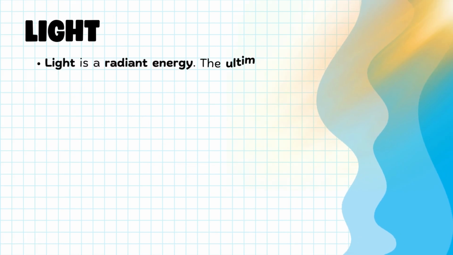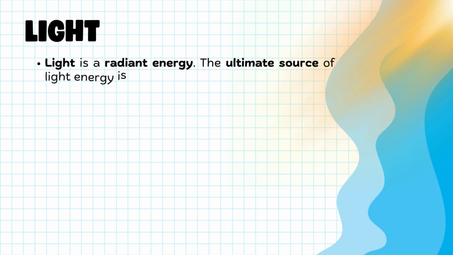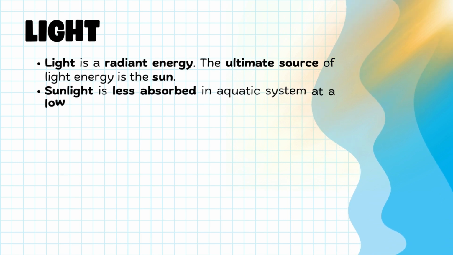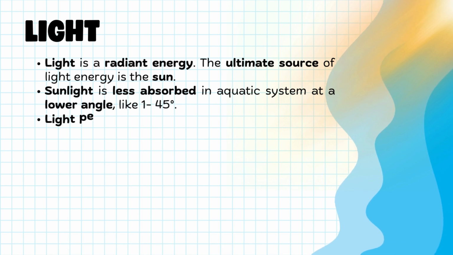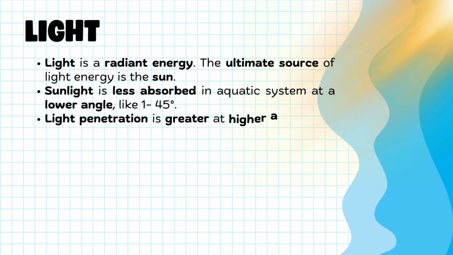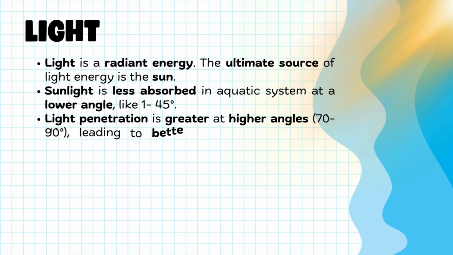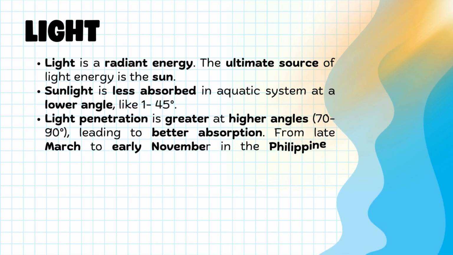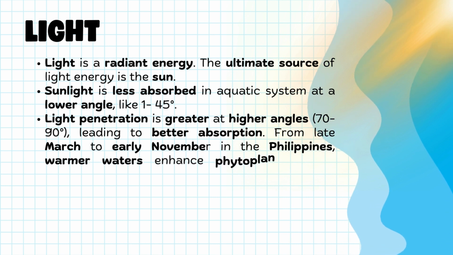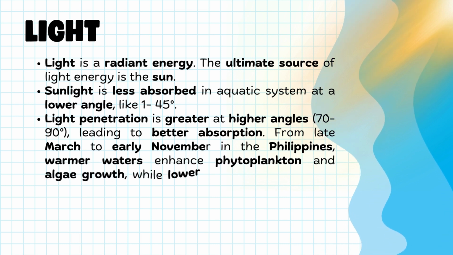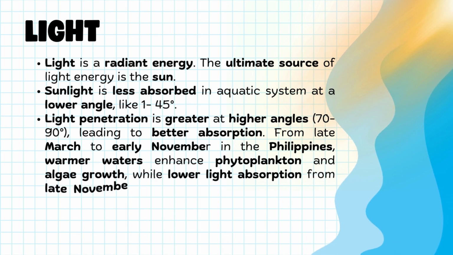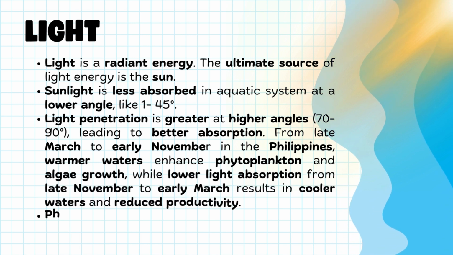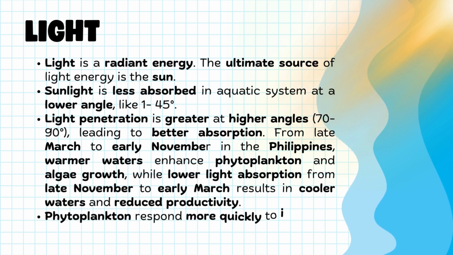So another parameter is light. Light is a form of radiant energy with the sun as its ultimate source. Its absorption in water depends on the angle at which it enters. First, at lower angles, 1 to 45 degrees, more light is scattered and reflected, reducing absorption. The other is the higher angle, around 70 to 90 degrees, where the light penetrates deeper, increasing absorption and warming the water.